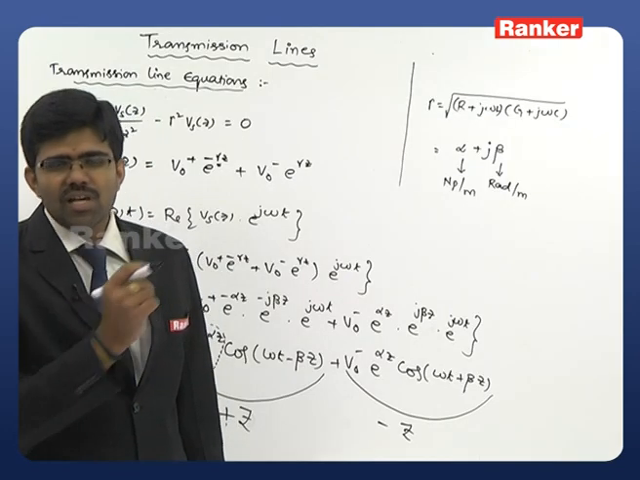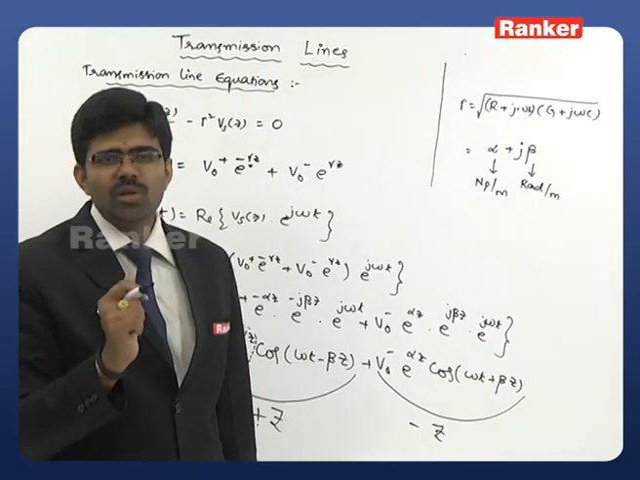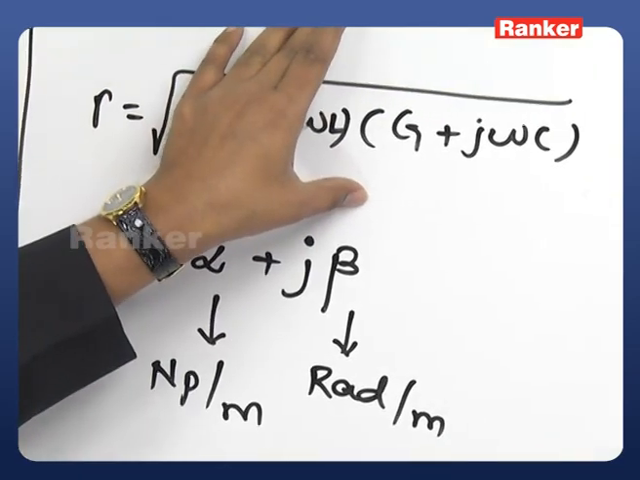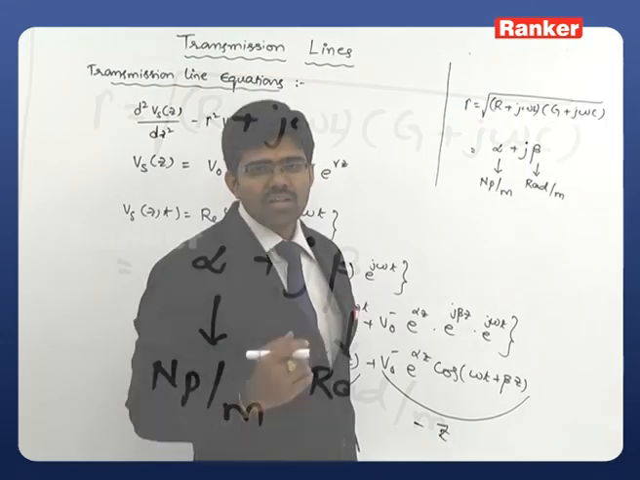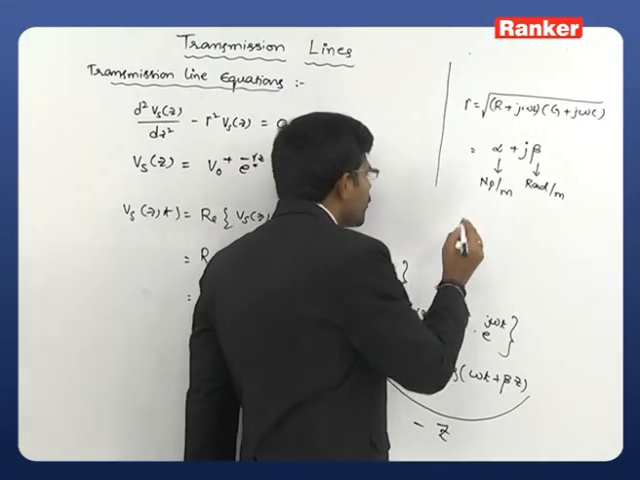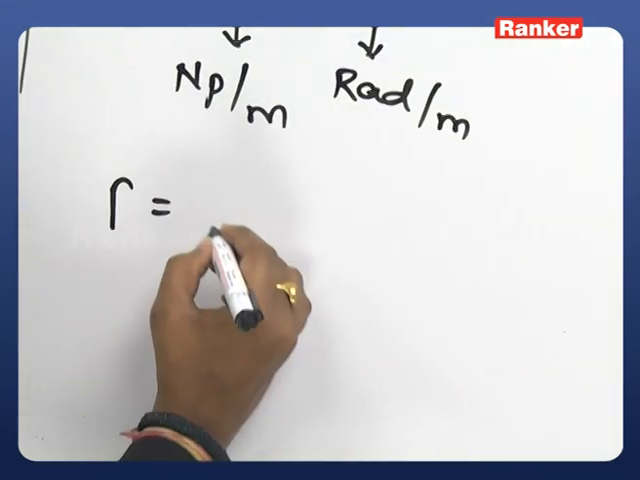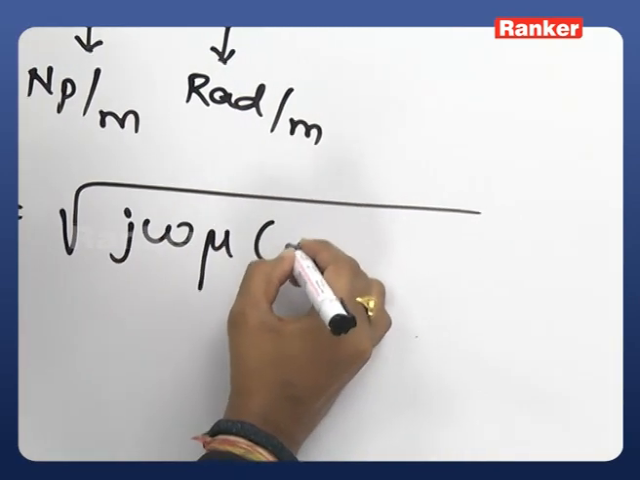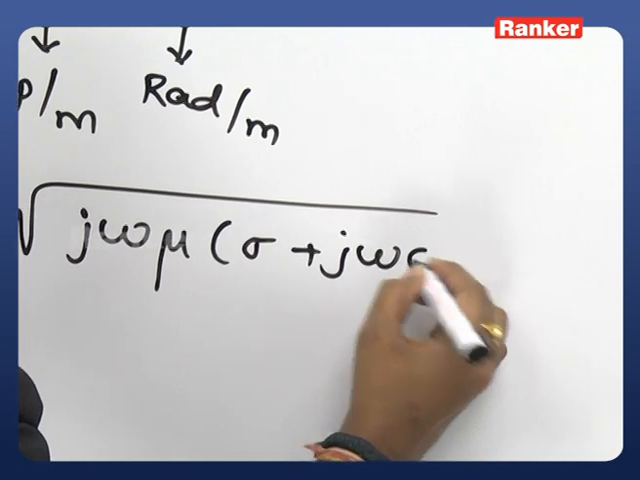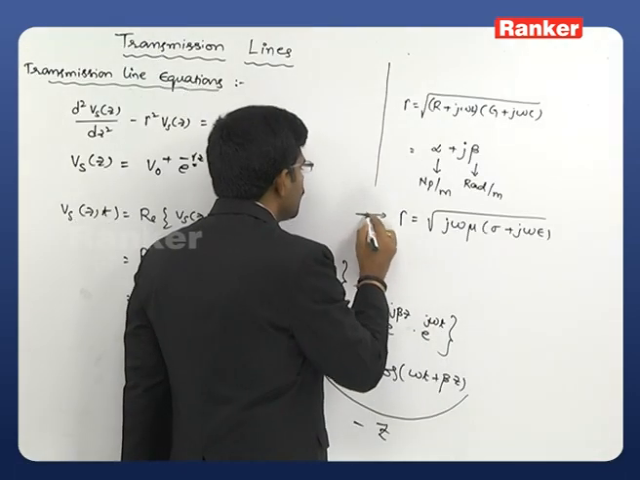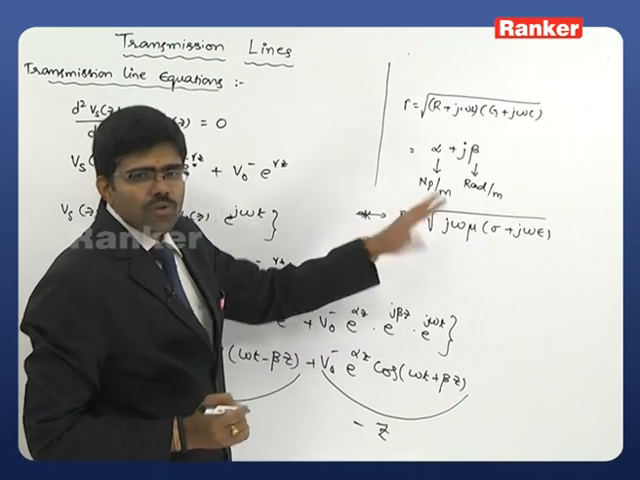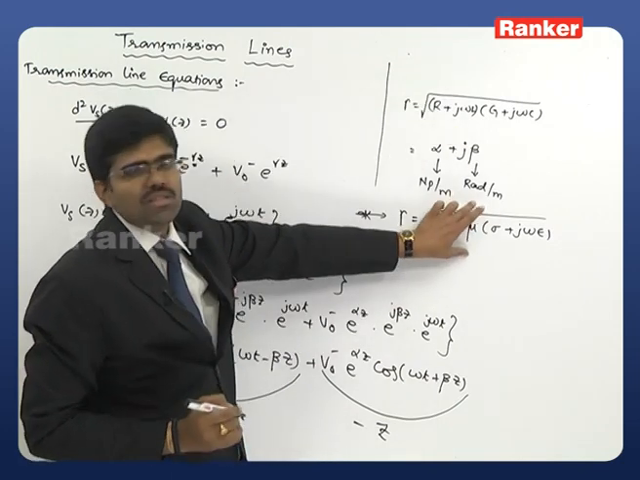Now, I will give you a simple trick on how to remember this. You may not remember the equation for this one, but you remember the equation of gamma in wave propagation. Let us imagine like that. So what is the wave propagation gamma? Gamma is equal to the square root of j omega mu times sigma plus j omega epsilon. This is the equation that we learnt for wave propagation, right.